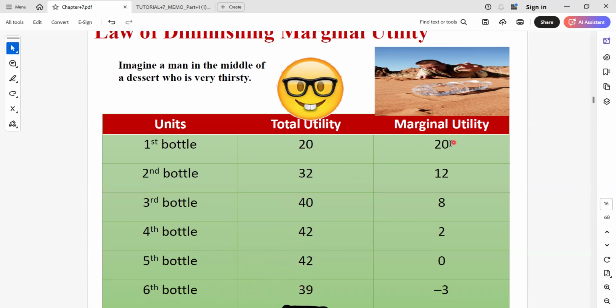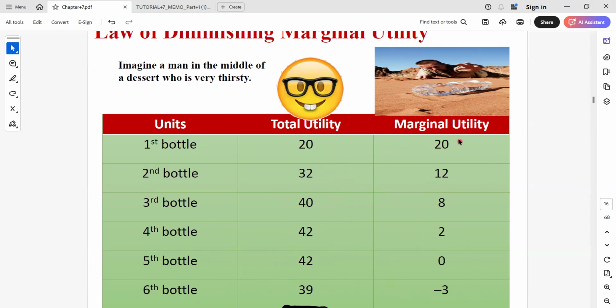And then the marginal utility. Remember how we calculate marginal utility? We say, okay, I'd like to start from the bottom. We say 39 minus 42, we get -3. 42 minus 42, you get 0. 42 minus 40, you get 2. 40 minus 32, you get 8. 32 minus 20, you get 12. Then 20 minus 0, you get 20. So this is his marginal utility.